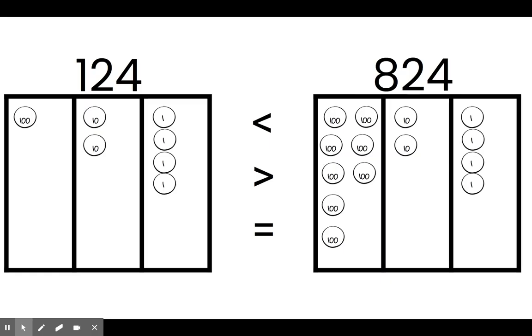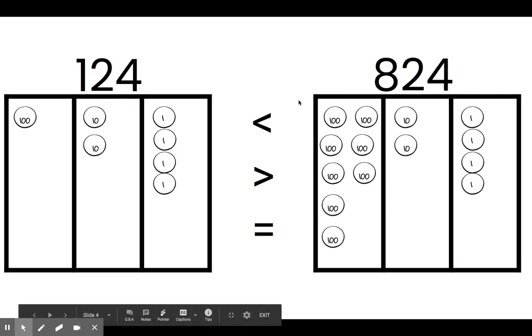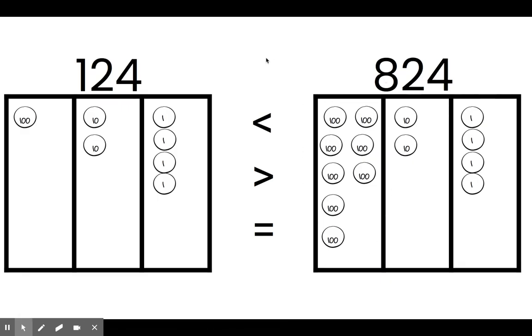Let's look at the hundreds spot on our place value charts. 124 only has one group of 100. 824 has 8 groups of 100. Can you tell which number has a greater value? If you said 824, you're correct. 8 groups of 100 make the value of 824 greater than 124.